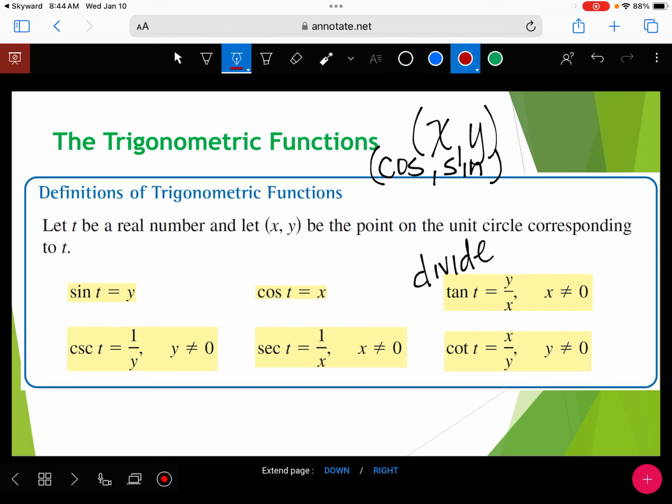For cosecant, CSC means cosecant. We're going to take the reciprocal of sine. So that's why instead of just being y, it's 1 over y. And the same thing for secant. Secant is the reciprocal. And then cotangent, we divide.